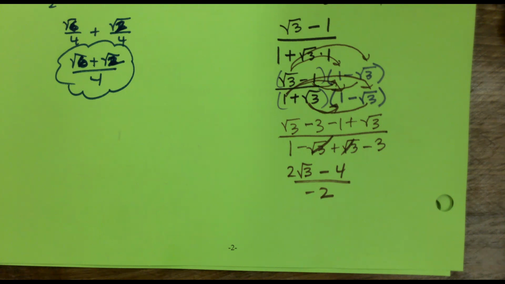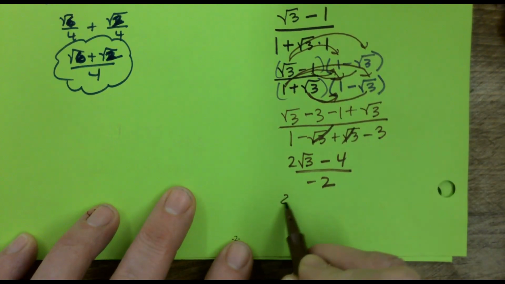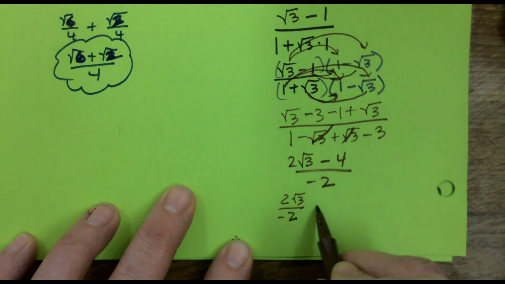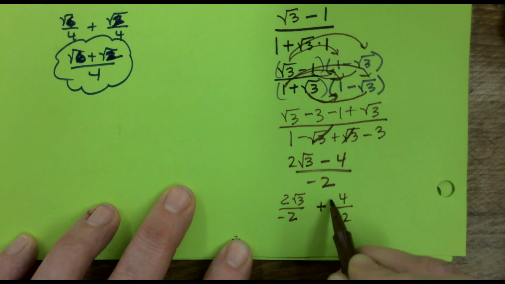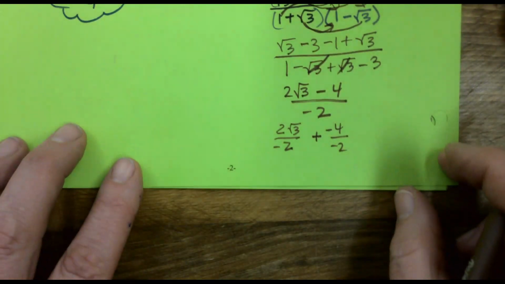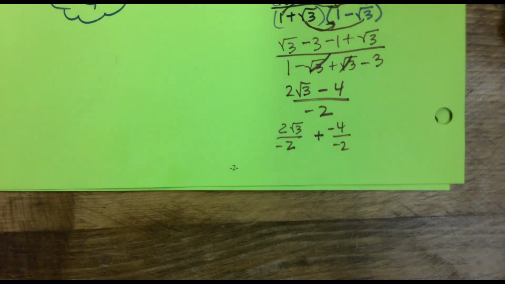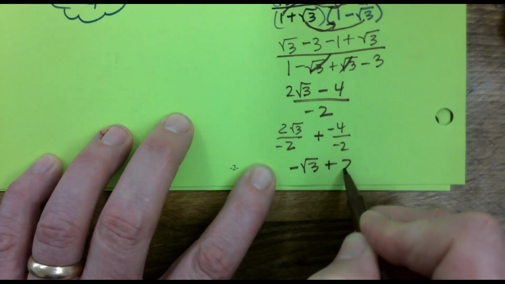And then I want to go ahead and simplify, so I'm going to divide or spread out my division. This is 2 square root of 3 over negative 2 minus 4 over negative 2, or plus negative 4 over negative 2, I can write that as. And that leaves me with negative square root of 3 plus 2.